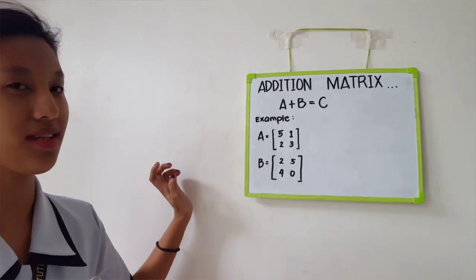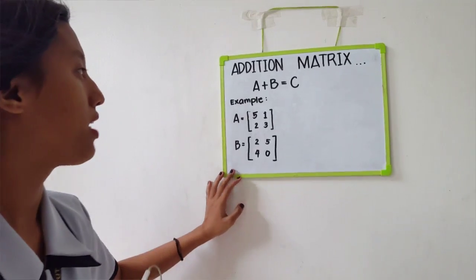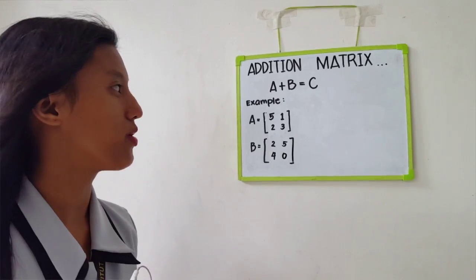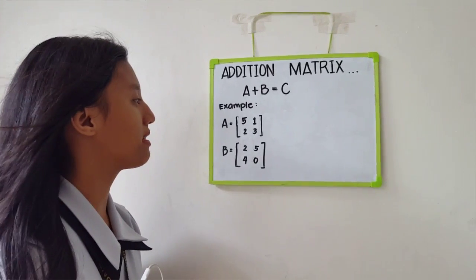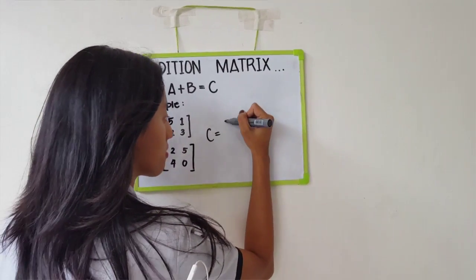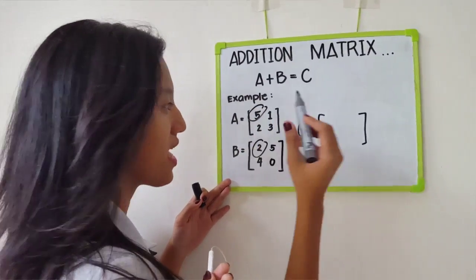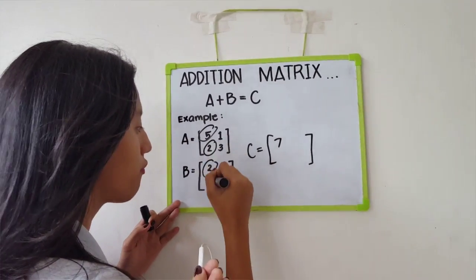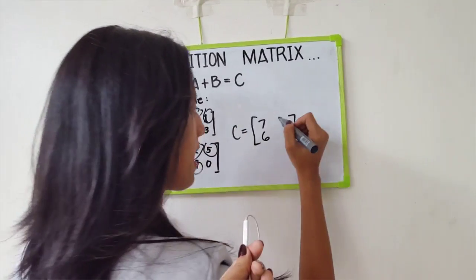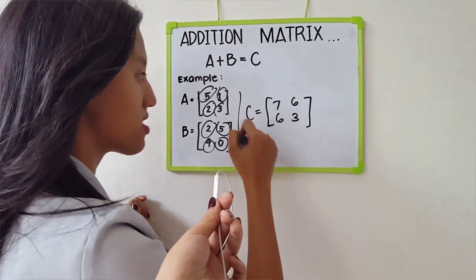Addition of matrix. Addition of matrix is simply adding two or more matrices with the same size. Example, A is equal to 5, 2, 1, 3. B is equal to 2, 4, 5, 0. To get C, simply add the numbers in the same place. Example, 5 and 2, the answer is 7. 2 and 4, the answer is 6. 1 and 5, the answer is 6. And 3 and 0 is 3. This is the answer.